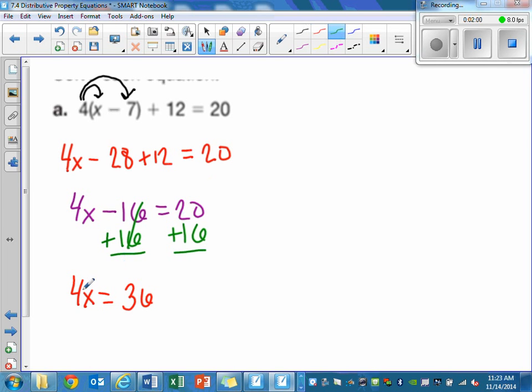Okay, so still trying to get x by itself. It's time for the 4 to leave by doing the opposite operation. 4 times x, so the opposite would be to divide by 4. So these become 1, and they can cancel. If I divide on the left, I have to divide on the right. So then you have x equals 9, because 36 divided by 4 is 9. Okay, on to example B.